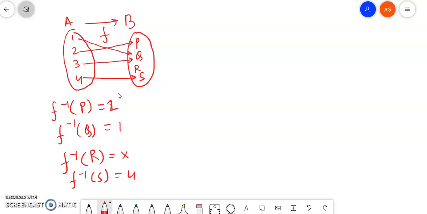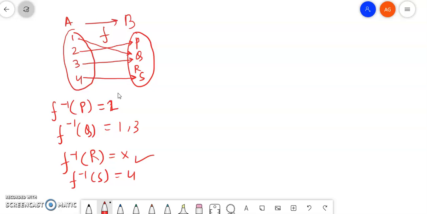Alright, that means the pre-image of Q is also 1 and 3. The pre-image of P is 2. The pre-image of Q is 1 and 3. And R has no pre-image. And the pre-image of S is 4.